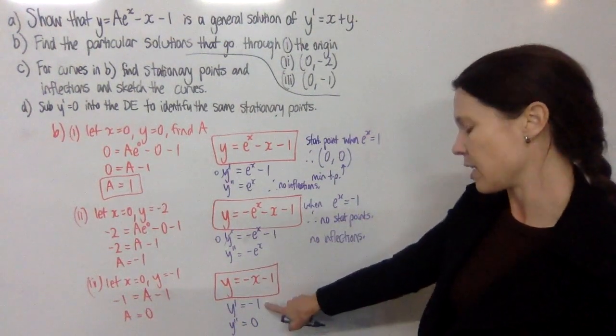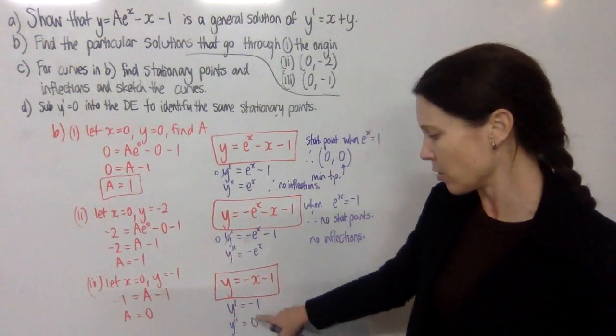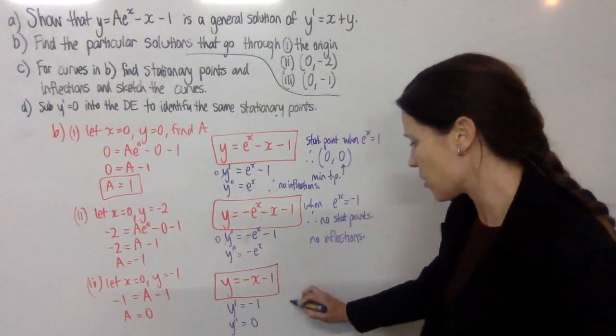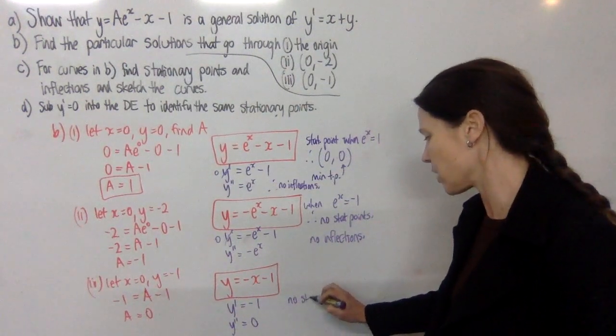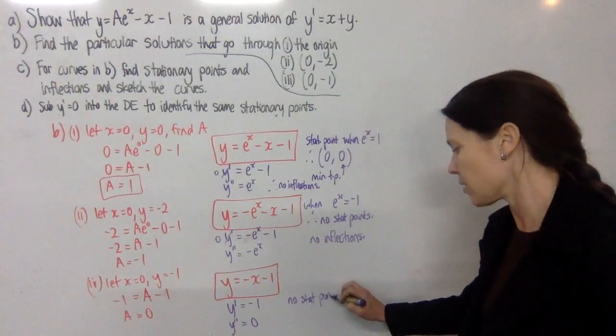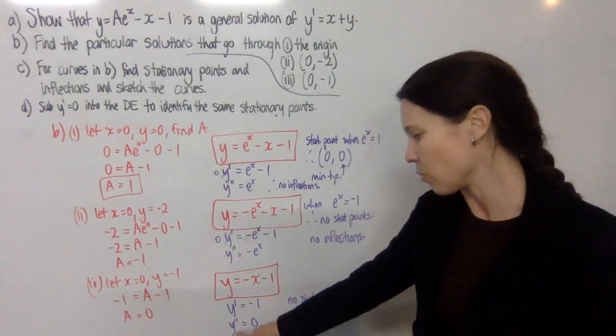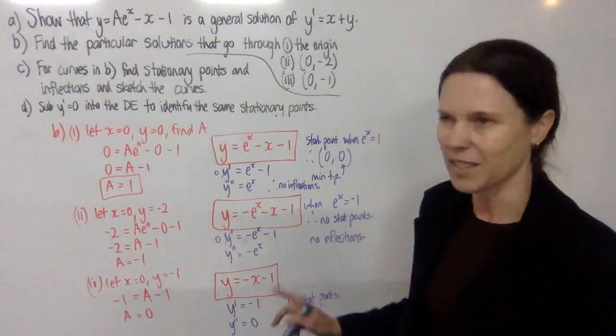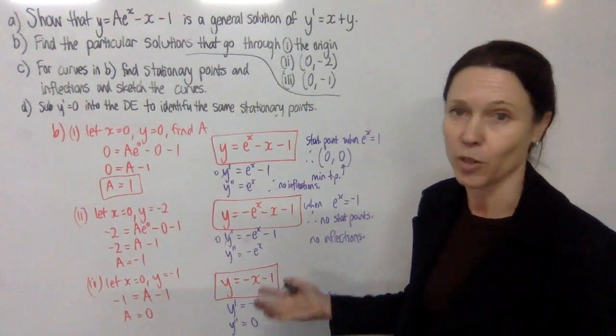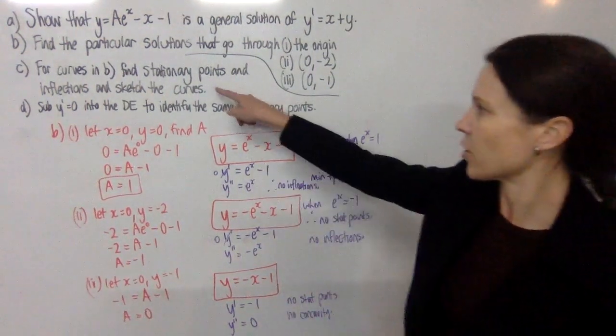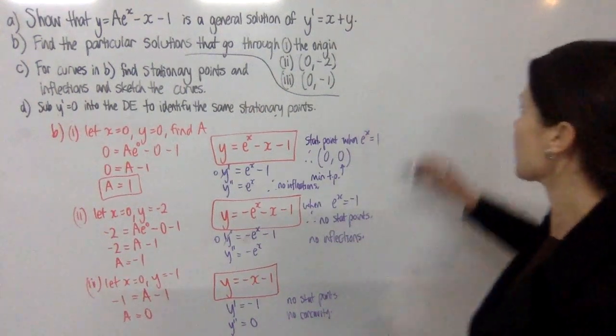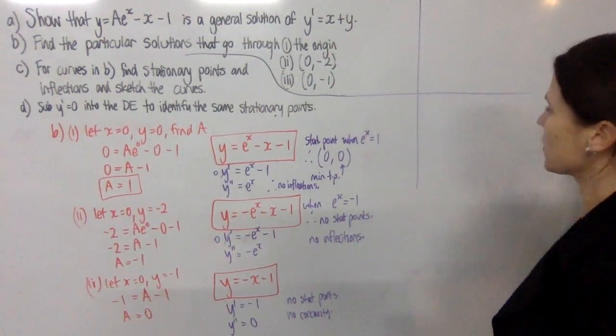And for our last one here, we can't let y dash equal 0 because it equals negative 1. So this one also has no stationary points and it has no inflections. Now the fact that y double dash equals 0 doesn't mean it has no inflections, it basically has no concavity. Now we need to sketch the curves, and the easiest way to do this is actually just to sketch them all on the same Cartesian plane.